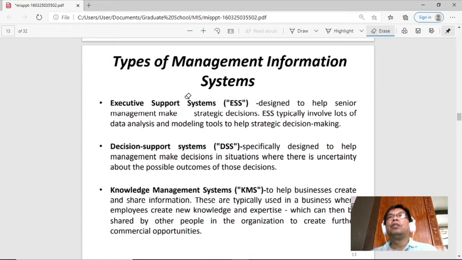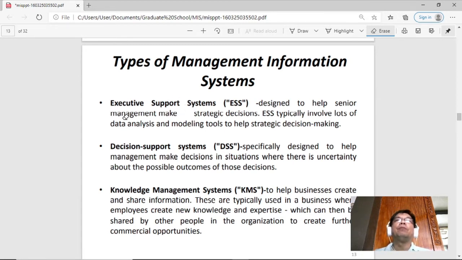Types of management information systems. There are actually several types of management information systems, but some are not very familiar to us because others are already integrated with subsystems, and others maybe are quite expensive to have, or others we're already using but we just don't know their names.